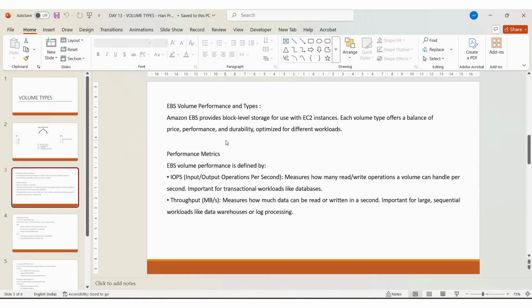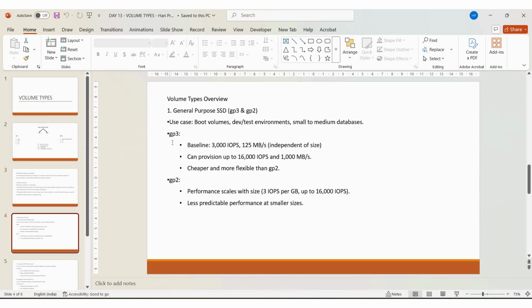Log processing: a log is also called day-to-day activities. We can take the day-to-day activities in a log. If we want to save the whole data, we can go with log processing.